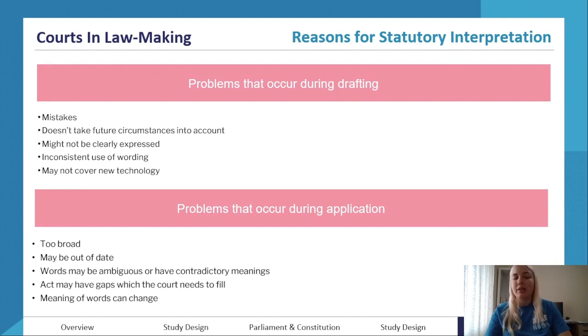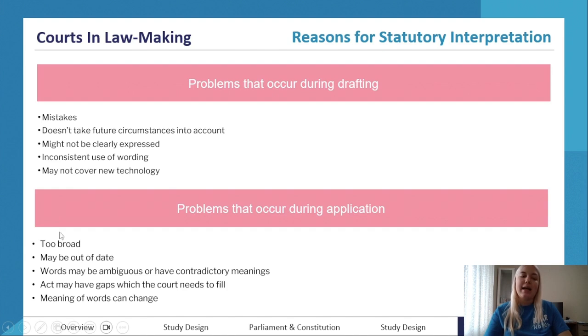It might not be clearly expressed what should happen if a law is breached or under certain circumstances. There might be inconsistent use of wording, and it may not cover new technology. Just some examples.